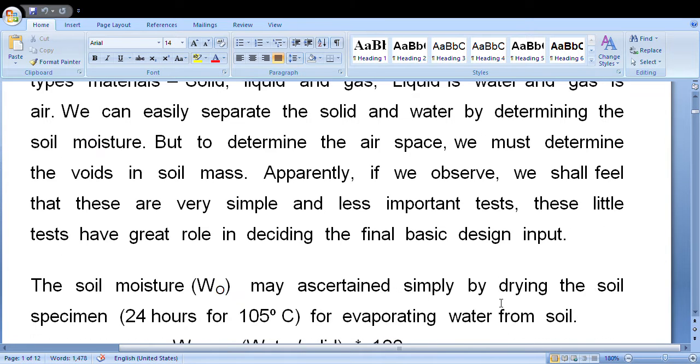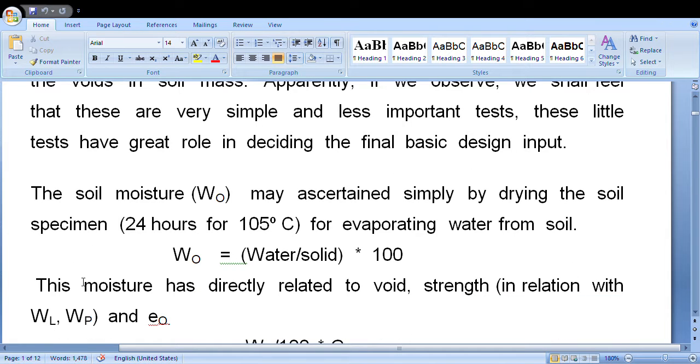We shall discuss the soil moisture. Although it appears to be a very simple test, soil moisture has a lot of influence in practical geotechnical engineering. Soil moisture is directly related to strength parameters too.